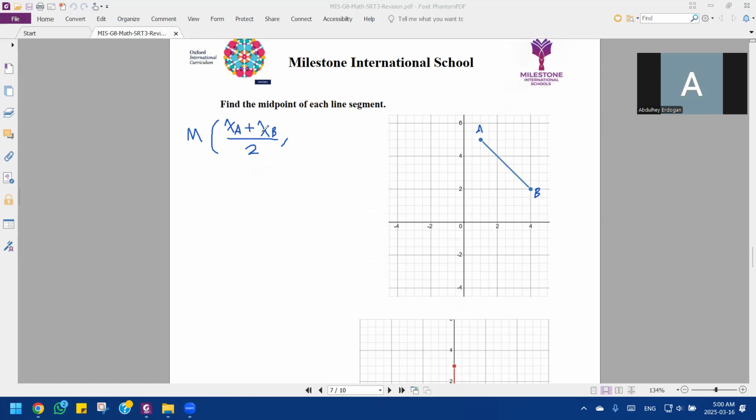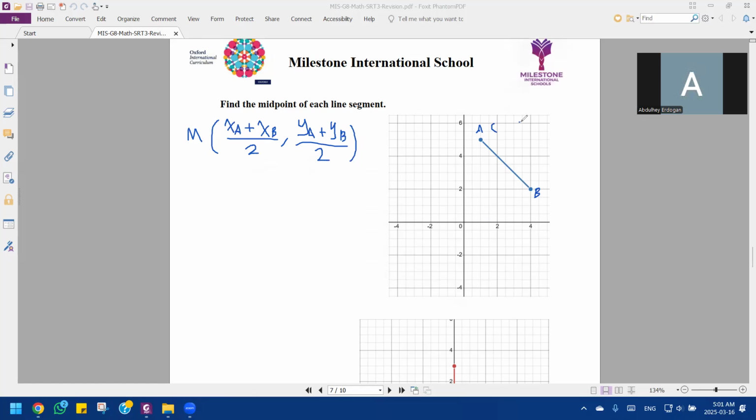Now, we did the x value, now the y value. So we do ya plus yb. So the y value of point A plus the y value of point B, and then divided by 2. Okay, but now, do I know what A and B are? We don't know, it's not given, but we can know from the graph. Okay, remember each point has an x and y value. So x first, then y. Let me start with A.